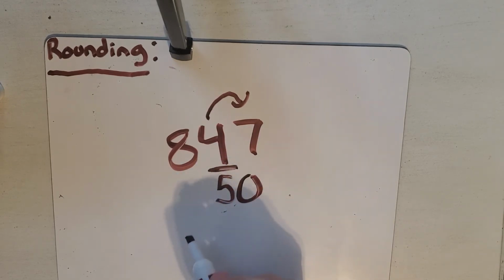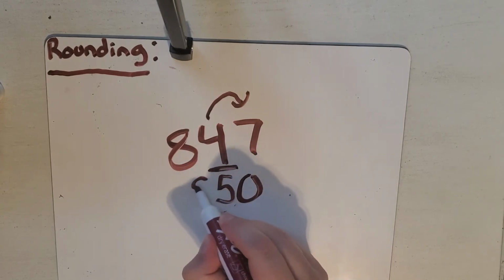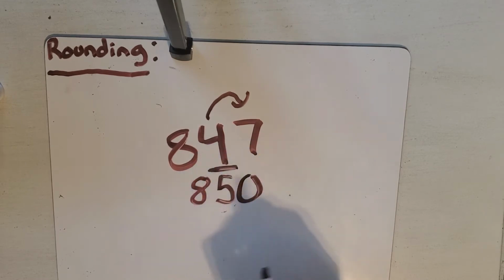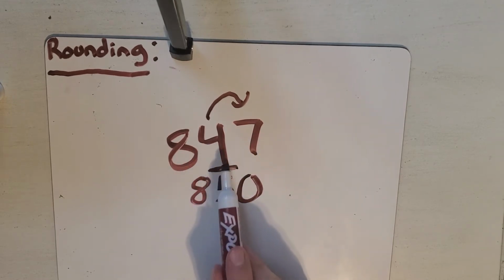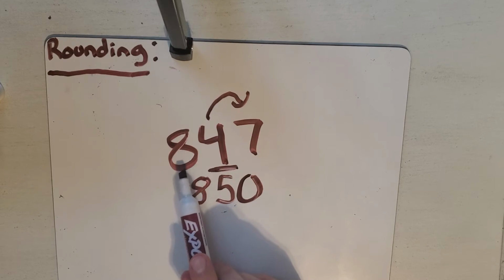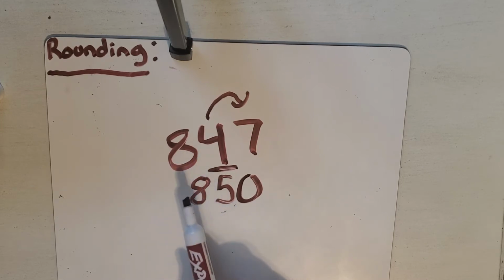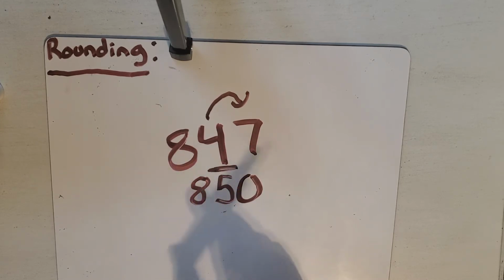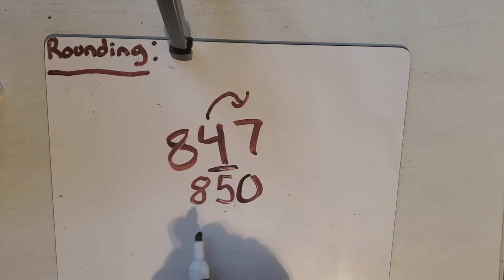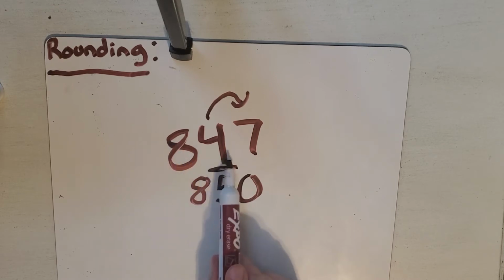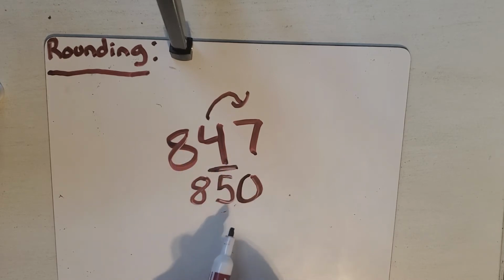Everything before my underlined number stays the same. So even though it's asking me to round to the nearest 10, I can't just get rid of my hundreds. Everything before it will stay the same, unless it's a 9. I'll show you that in a minute. So now I have 850. So 847 rounded to the nearest 10 is 850.